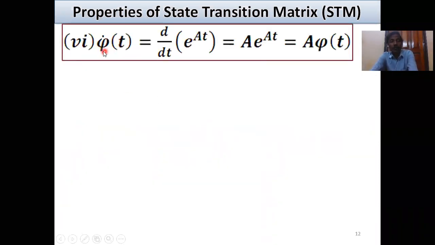Another property is phi dot of t equals d/dt of e to the power At. Differentiating gives A into e to the power At, or A into phi of t. That means phi dot of t equals A into phi of t.